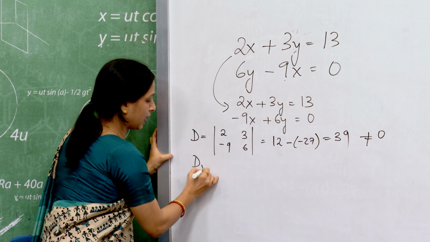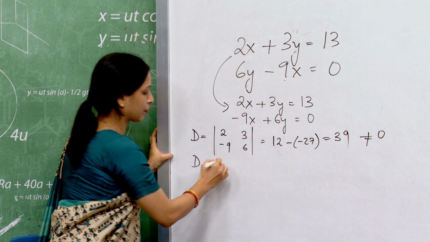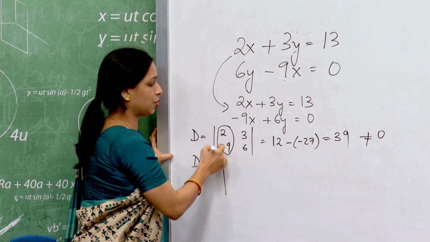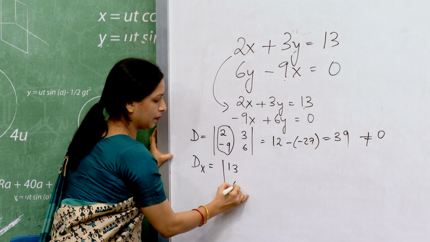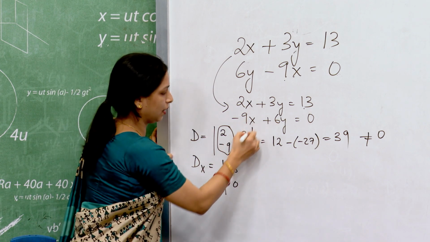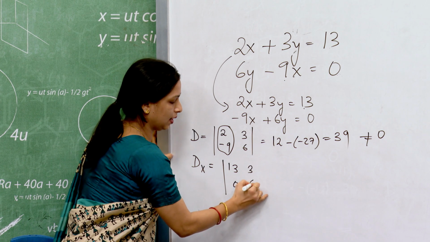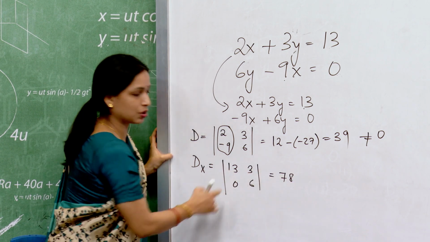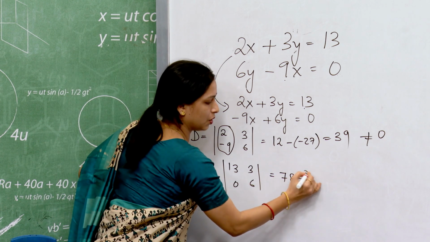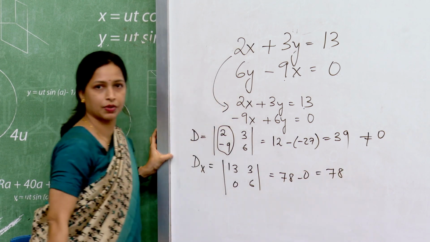Now, let us find the determinant of x. So, in dx what do we do? We substitute the x coefficients with the known values. So, 13, 0 and the y coefficients remain the same. So, this is 13 into 6, 78, minus 0, that is 78, right.